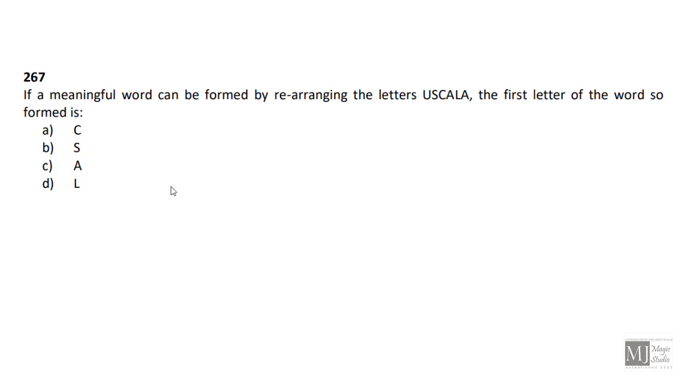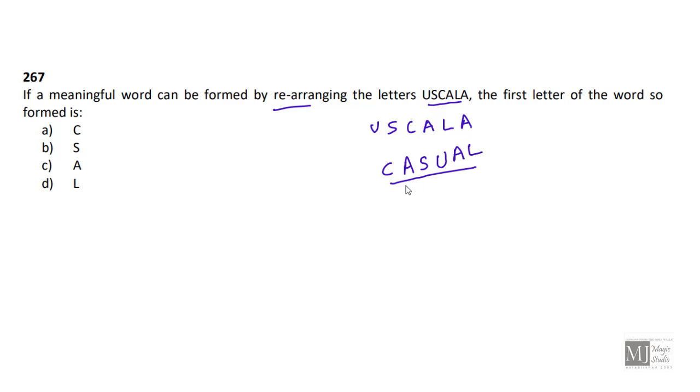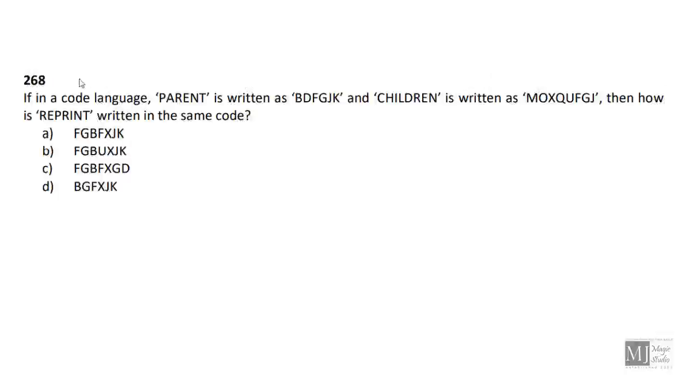Question number 267. If a meaningful word can be formed by rearranging the letters U, S, C, A, L, A, what would be the first letter of the word so formed? I think we should have C, A, S, U, A, L. Casual. Casual seems to be a meaningful word and it starts with C. Option A fits in.